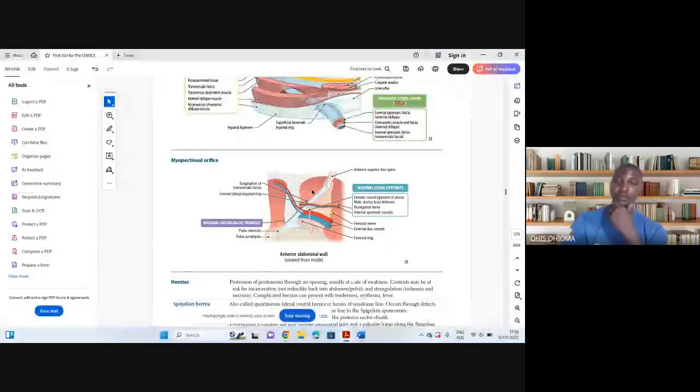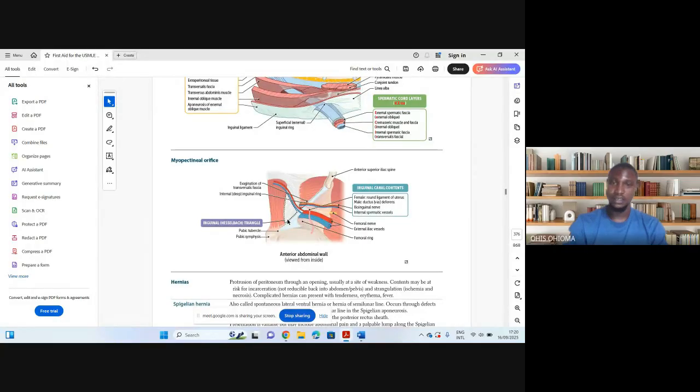So this is the Hesselbach triangle. This muscle here is the rectus abdominis. This is the inferior epigastric vessels, and this is the inguinal ligament. So these are the borders of the Hesselbach triangle. And why is this important? Because when you have a hernia originating medial to the inferior epigastric vessels, it's most likely a direct hernia. If it originates lateral to these blood vessels, it's most likely an indirect hernia.